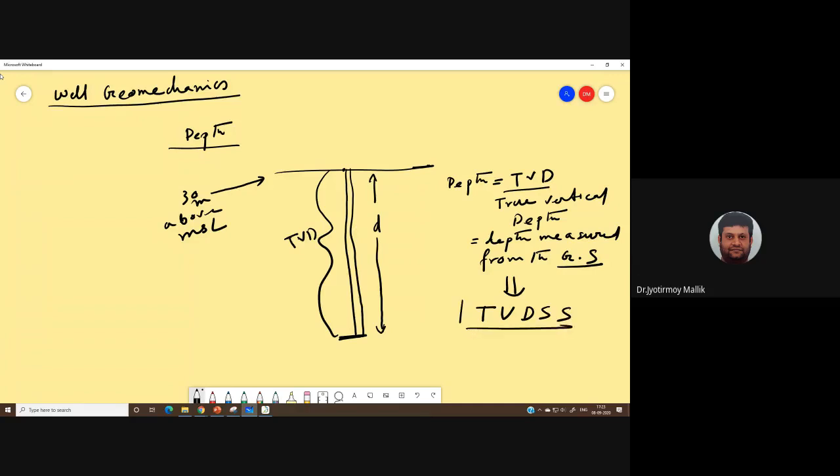TVDSS. Okay, TVDSS stands for true vertical depth subsea. True vertical depth subsea.